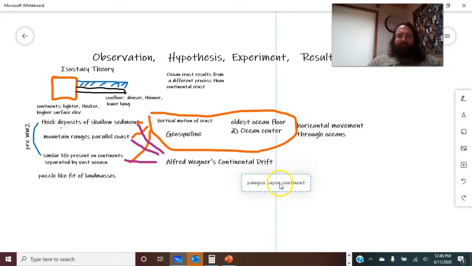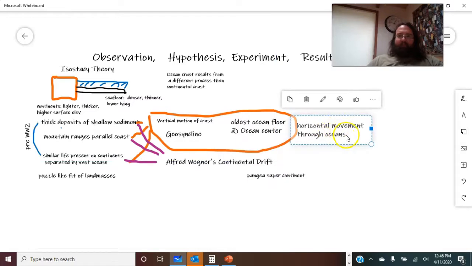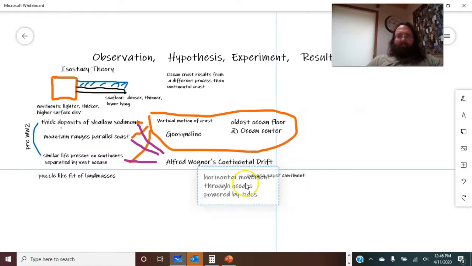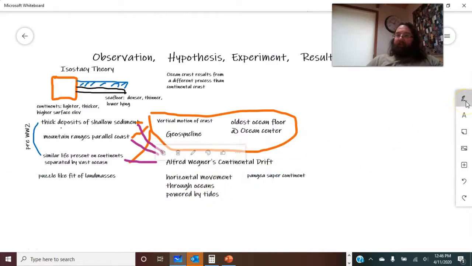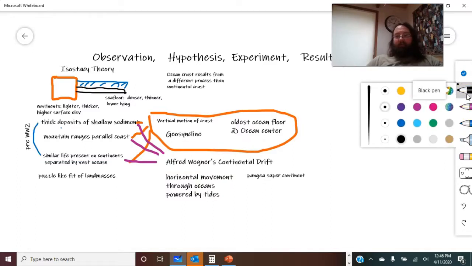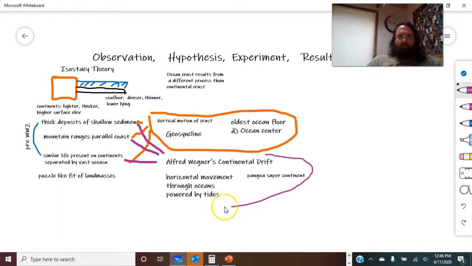We're going to create that as an experiment related to it. Oceans, and also I'm going to remark that the horizontal motion of the continents through the oceans was powered by tides. Okay. So now we have two competing hypotheses that both sort of are models for the Earth. One of these clearly, and so here we go. We'll use a different color pen here. We'll use the purple pen.